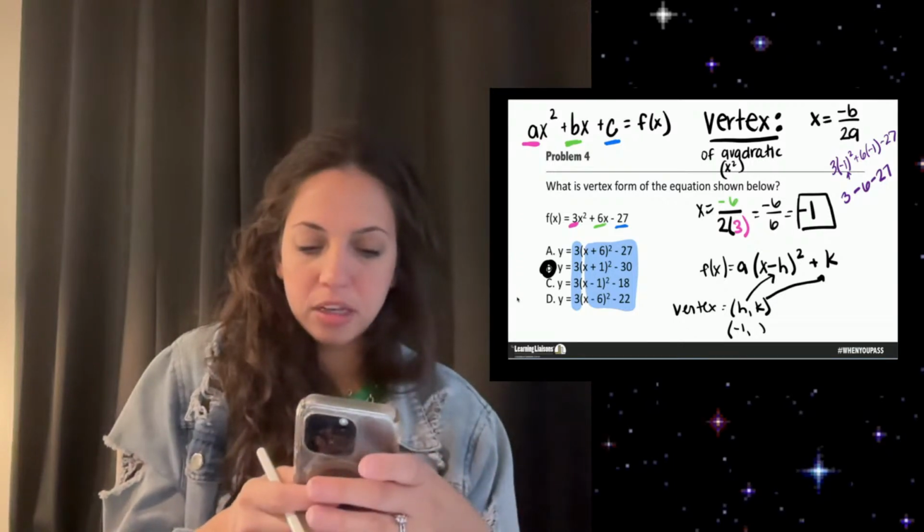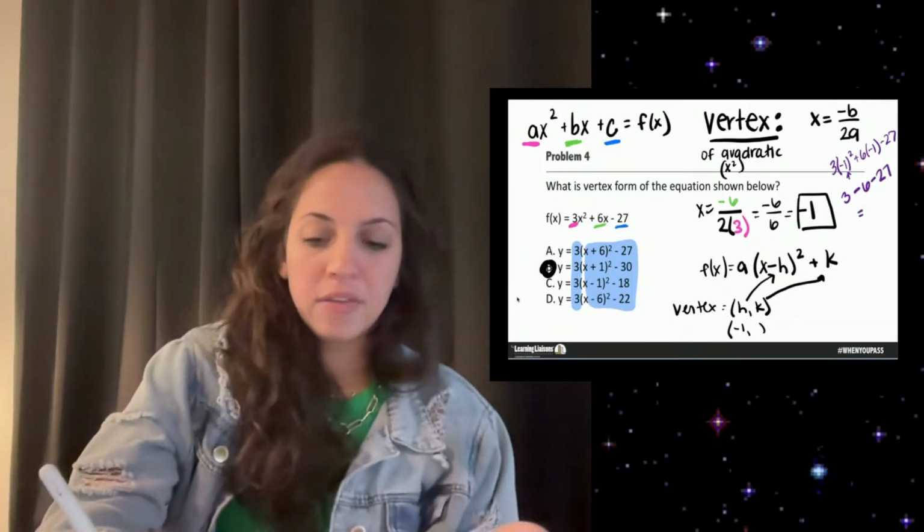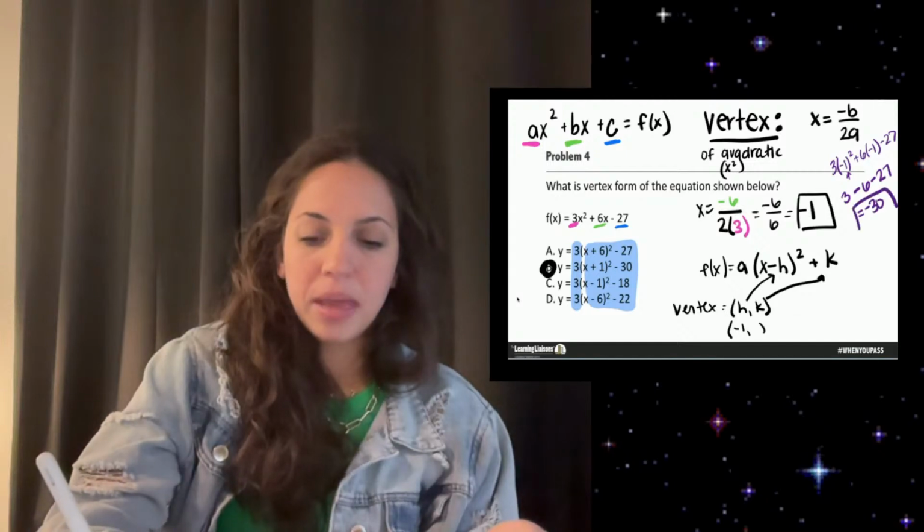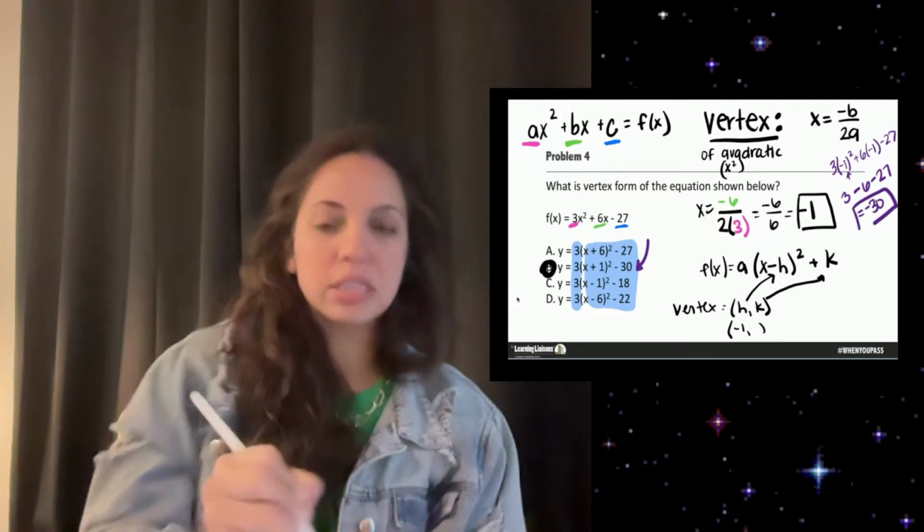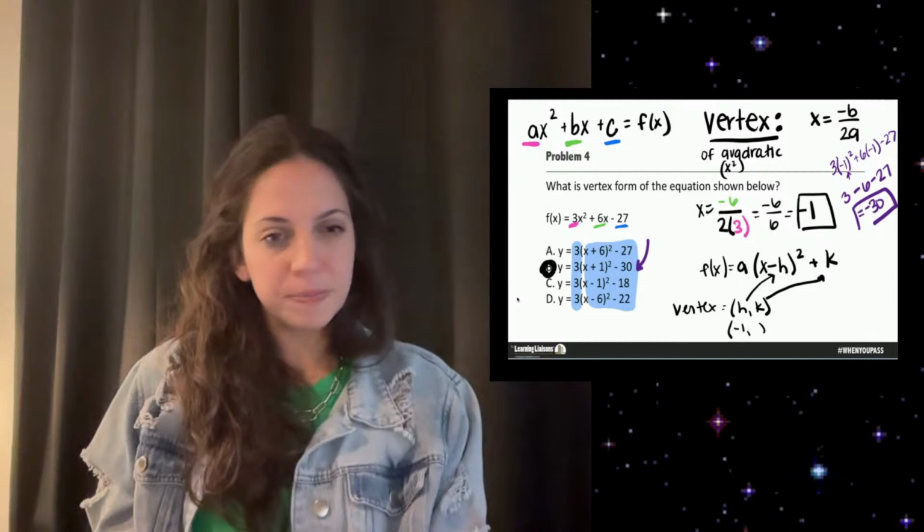3 minus 6 minus 27, negative 30. Bada bing, bada boom. It matches. Questions?